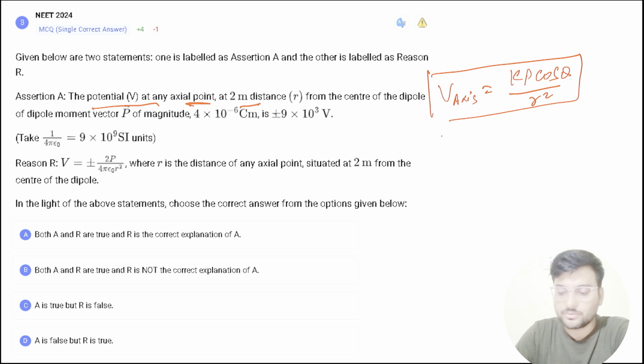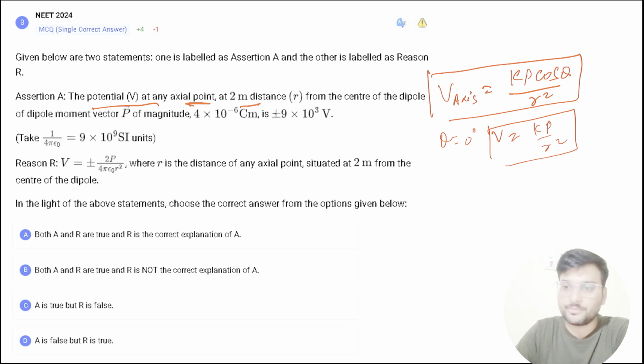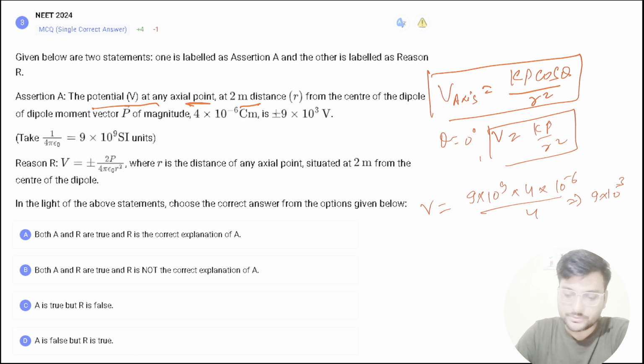So if theta is equal to 0 degrees, the formula is equal to how much? That is kp by r square, because cos 0 becomes 1. So V is equal to 9 into 10 power 9 into 4 into 10 power minus 6 by 4. So we can say that 9 into 10 power 3. According to the given option, this is correct, right? Whenever they say mark the correct one, this assertion is correct here.